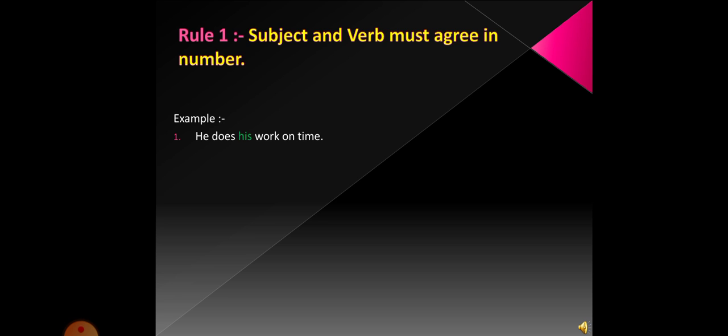He does his work on time. In this sentence, he is a singular pronoun and does is also a singular verb. Okay. The list of articles is on the table. List of articles, this is a singular thing and is is a singular verb.